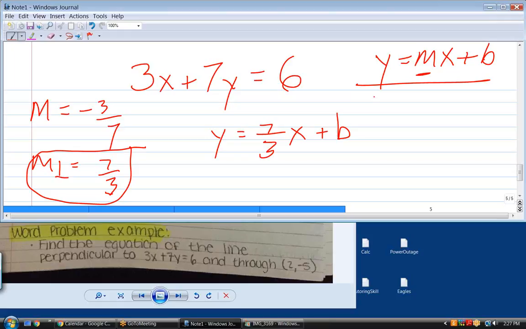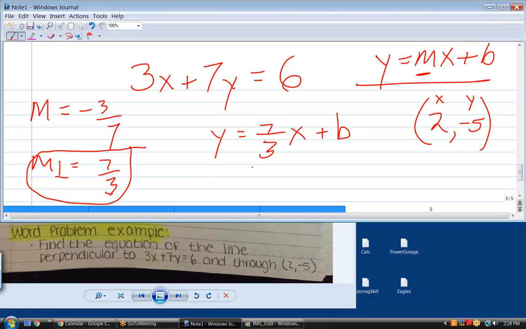Now they also tell me that this new line goes through this point. What is that going to allow me to solve for? That allows you to solve for b. Correct. So how do I do it? You're going to plug 2 in for y. Okay, give me the equation.